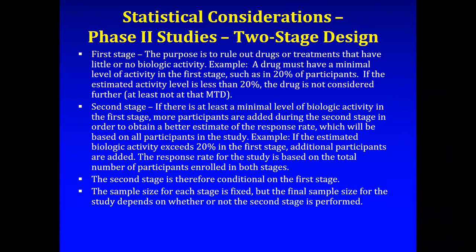Now, in many oncology studies, patients who are enrolled often don't have many treatment choices. So the bar is set low, in that the minimum level of activity in the first stage might be as low as 5%. So basically, if the physician sees promising results in even just 1 or 2 patients, then they may want to move on to a second stage and examine more patients with that drug.